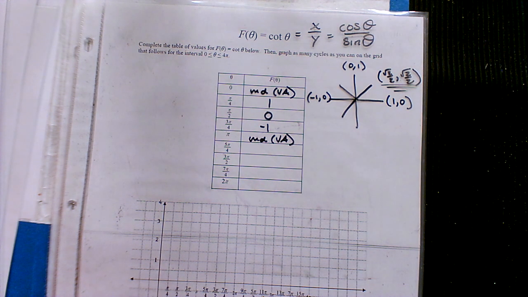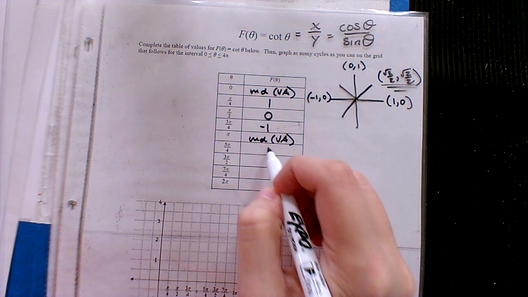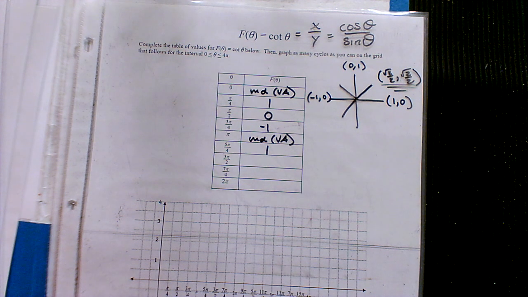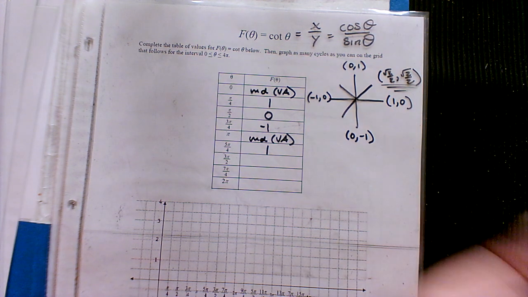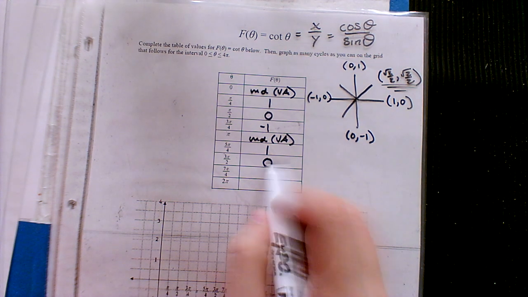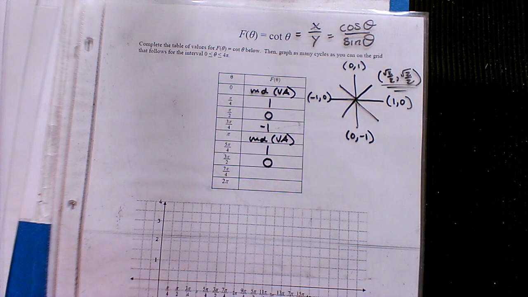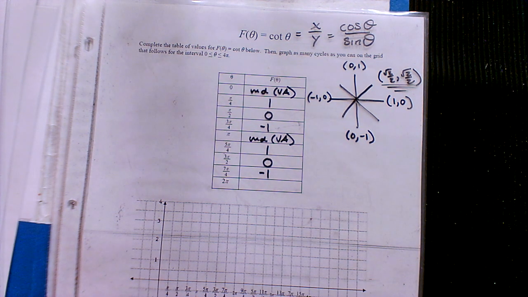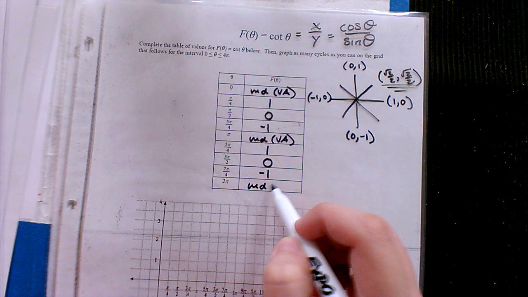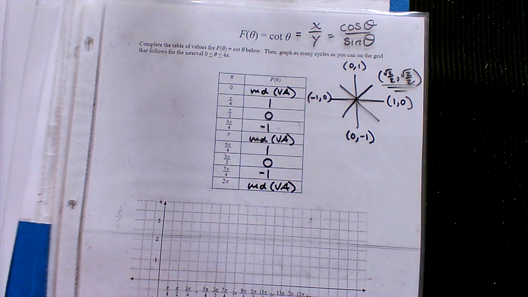5 pi over 4, middle of the third quadrant. X divided by y. Yeah? 1. Good. They're both negative. All right. 3 pi over 2, very bottom. Yeah. 0. Good. 7 pi over 4, middle of the fourth quadrant. Marie, you're on a roll. Yeah? Negative 1. And then 2 pi back to where we started. Undefined, vertical asymptote.